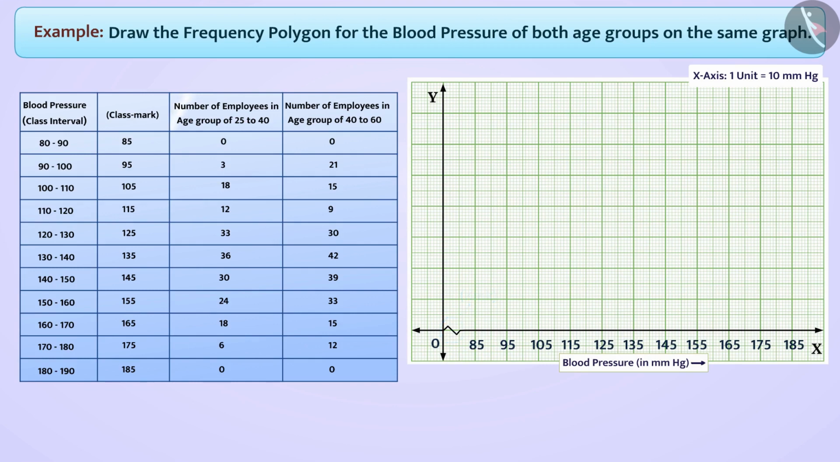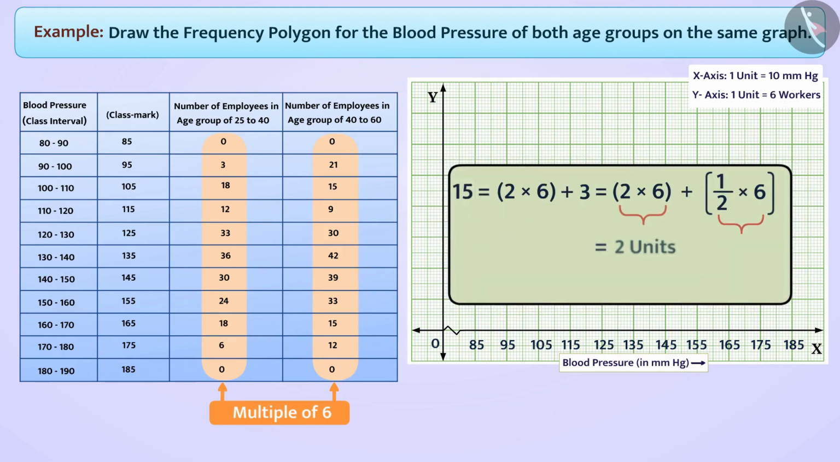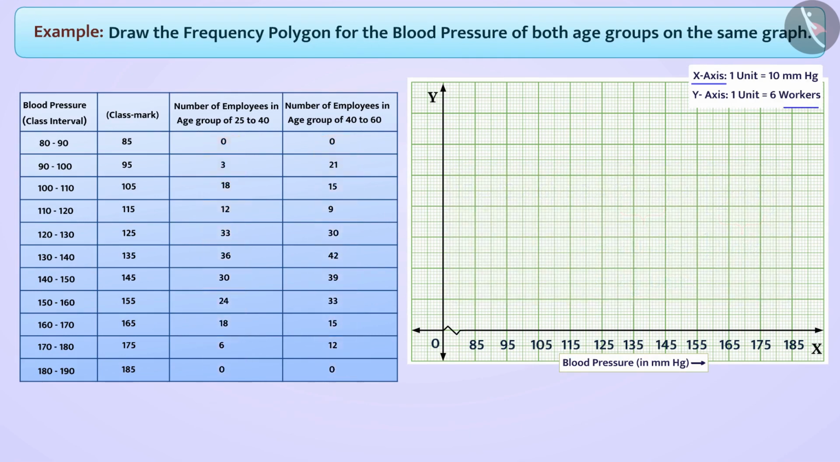If we observe the number of employees in age group 25 to 40 and age group 40 to 60, then to represent the frequency of class intervals, we will take 1 unit equal to 6 workers, because many numbers are multiples of 6 and other numbers can also be easily represented by this scale. Like 15 can be represented as 2 units plus 1 by 2 unit, meaning 2.5 units. Therefore, on the y-axis, we will take the scale 1 unit equal to 6 workers.